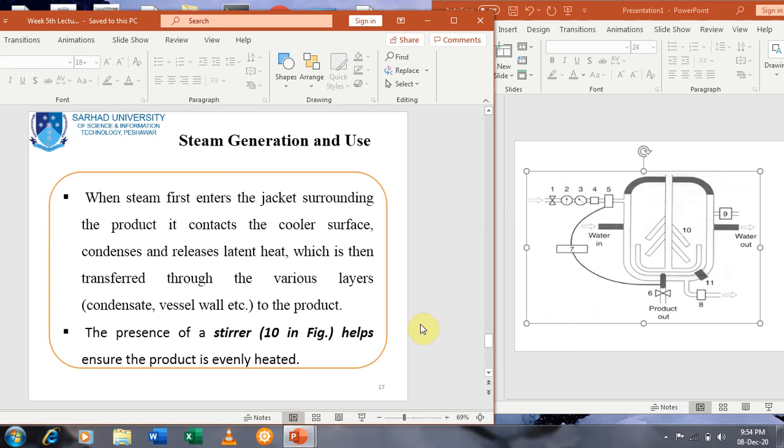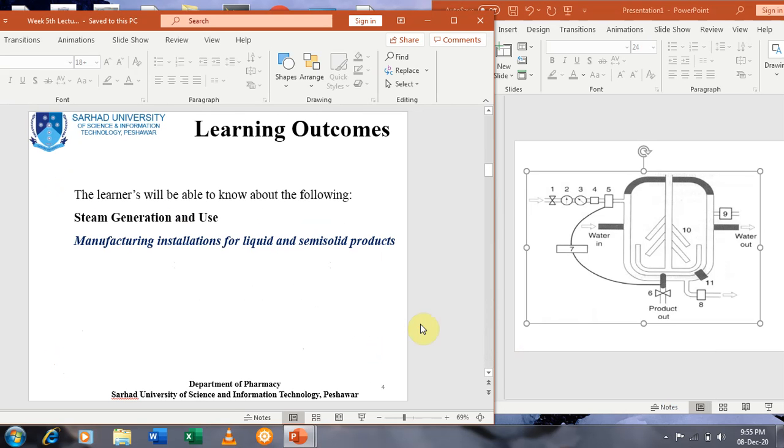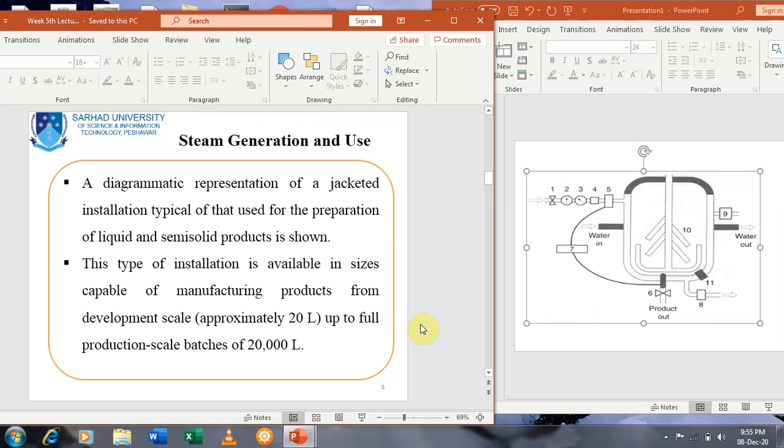Let's review today's topic. In today's topic we have discussed in detail steam generation and use. Steam generation is done in the steam boiler using high pressures and temperatures, and the manufacturing installation for liquid and semi-solid products is widely used. The available sizes for manufacturing products range from the development scale, approximately 20 liters, up to production scale, that is industrial scale batches, up to 20,000 liters.